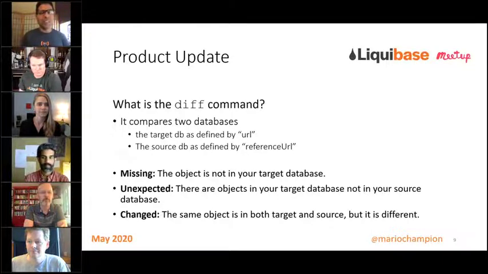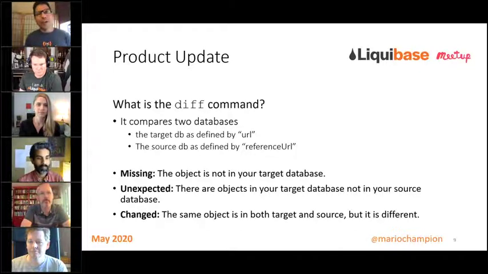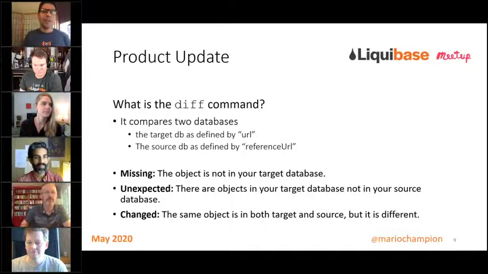It lists things as missing, which means there's an object that's not in your target database; unexpected, meaning it's in one but not the other; or changed, meaning it's in both but slightly different. This is really handy for understanding the databases as they evolve. We often use the phrase as they drift, which implies they have changed outside the scope of Liquibase. When you use Liquibase to do all your migrations, you have a record of everything, so they don't tend to drift. But if you have multiple teams working on products, then they can drift a bit.